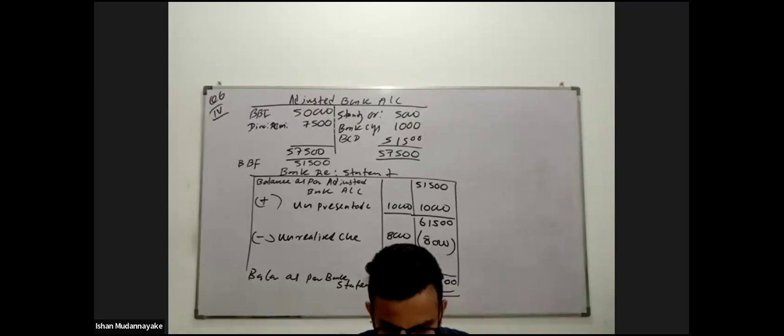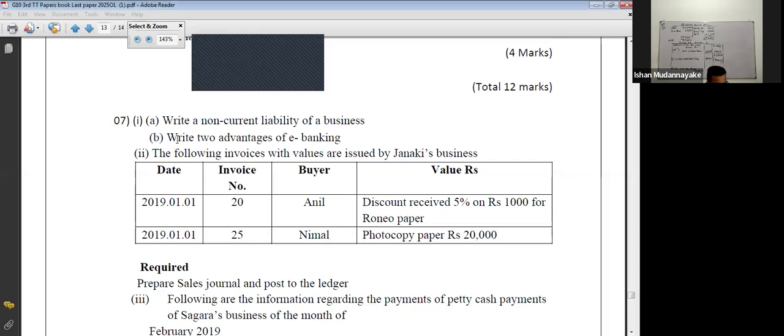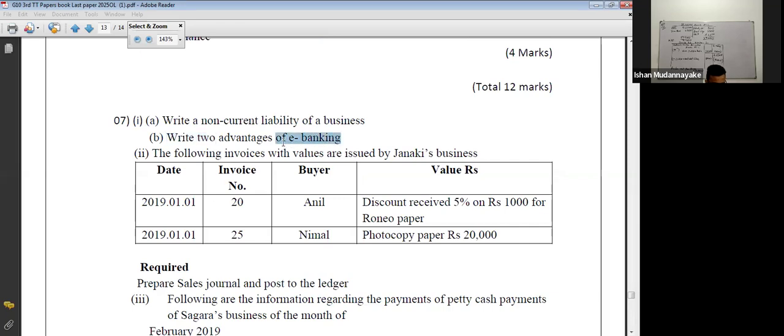Okay, right. Then students, we'll go to the paper. Question number 7, next question. Roman number 1, B. Write two advantages of e-banking. Now, e-banking advantages. E-banking or telebanking.